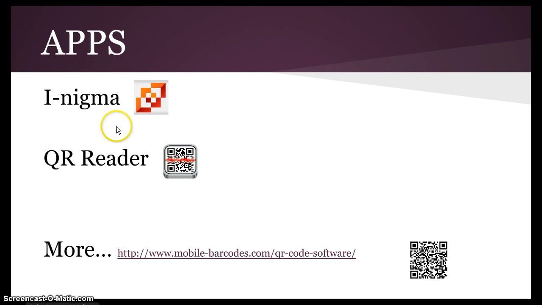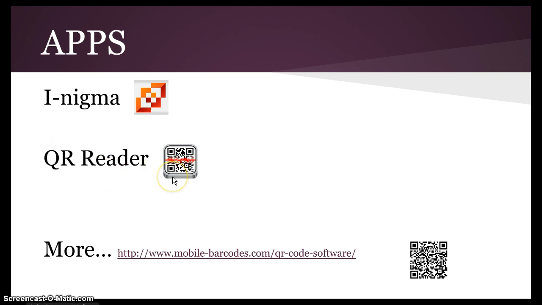Let's look at the apps. Enigma is probably one of the more popular apps to use to scan QR codes on your tablets, your phones, anything that has the camera in it. Enigma works with the Apple Store, BlackBerry App World, Android Market, and Windows Phone Marketplace. They all have Enigma for those devices, so that covers a lot of them.